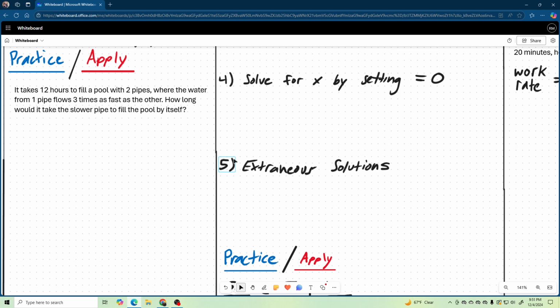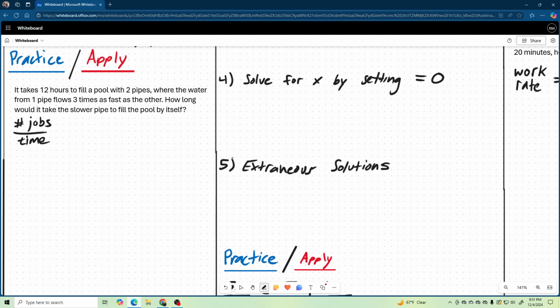So, okay, it takes 12 hours to fill a pool with 2 pipes, where the water from one pipe flows 3 times as fast as the other. How long would it take for this lower pipe to fill the pool by itself? Well, the same thing. Our rate of work is going to be the number of jobs divided by the time it takes. Time is in hours. Up here at the very top, it says it takes 12 hours.